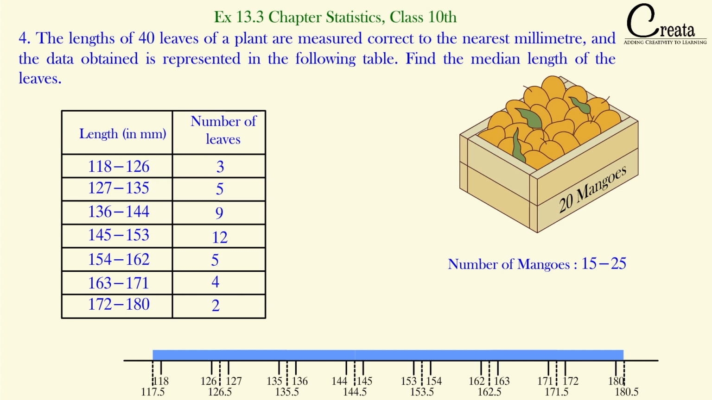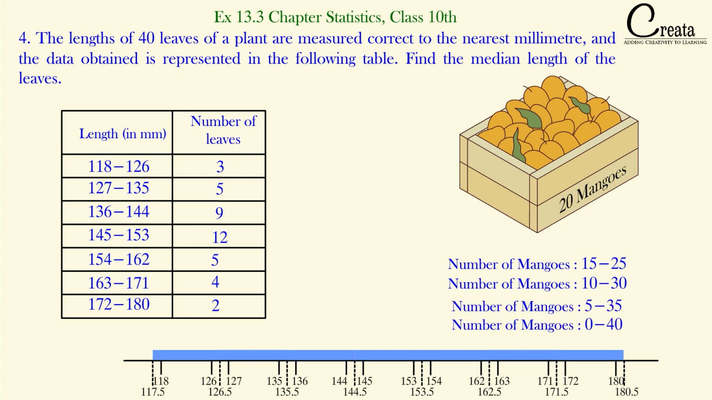Or we can say the number of mangoes in this box is from 10 to 30, or 5 to 35, or 0 to 40. All these ranges are true. We have the number of mangoes as 20, so all this data is true. We have not distorted the data. We have just played with the range.